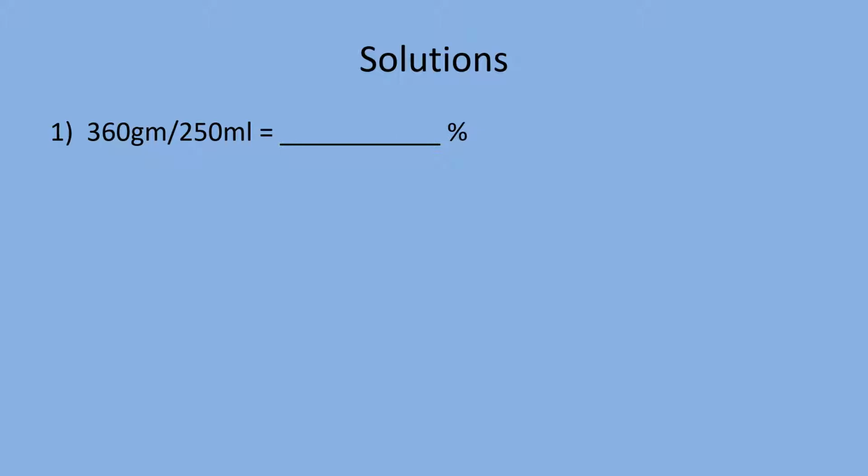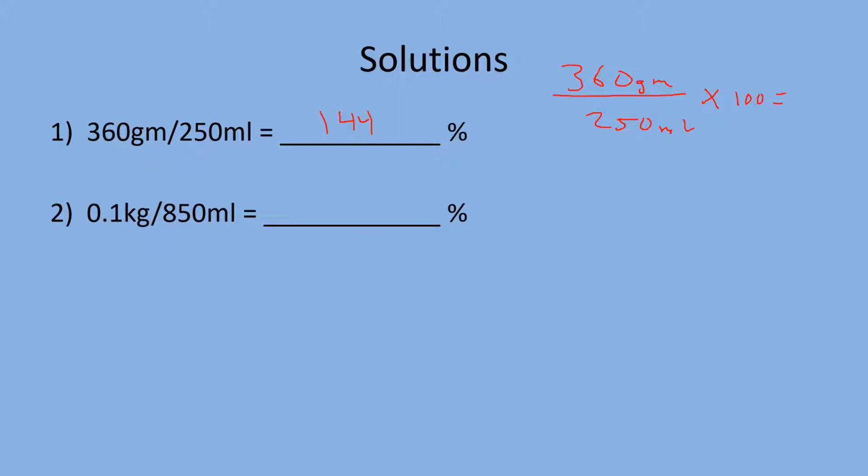All right. What's your fraction here for number 1? 360 divided by 250. Yeah. So you're going to get 144%. So that's way more than capacity. Is that possible? Yeah, if you superheat your solution, you might be able to squeeze it all in there.